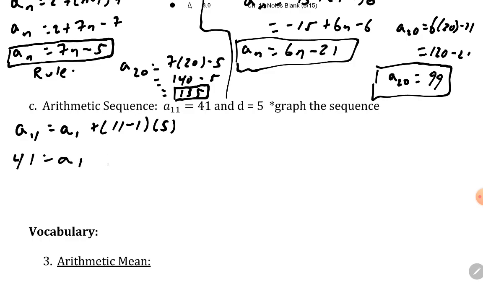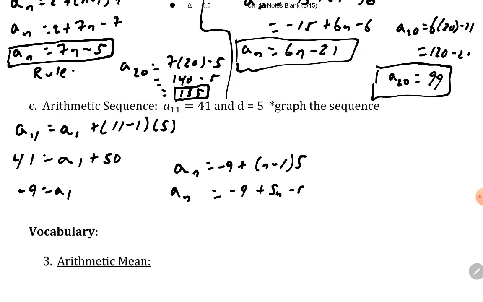Okay, equals a1 plus 10 times 5, which is 50. Subtract 50 over, and we'll get negative 9 equals a1. So if I wanted to write a rule, this would be a sub n equals negative 9 plus n minus 1 times d, which is 5. So a sub n equals negative 9 plus 5n minus 5.